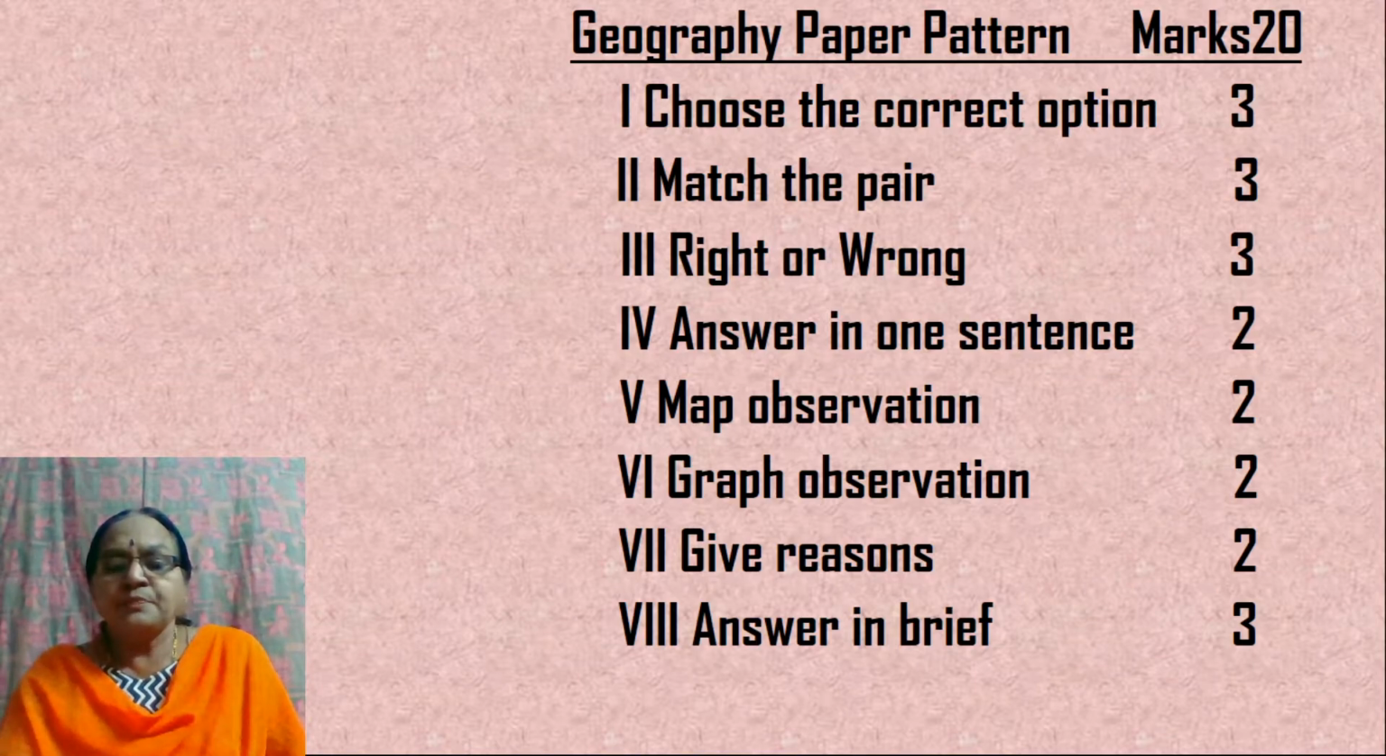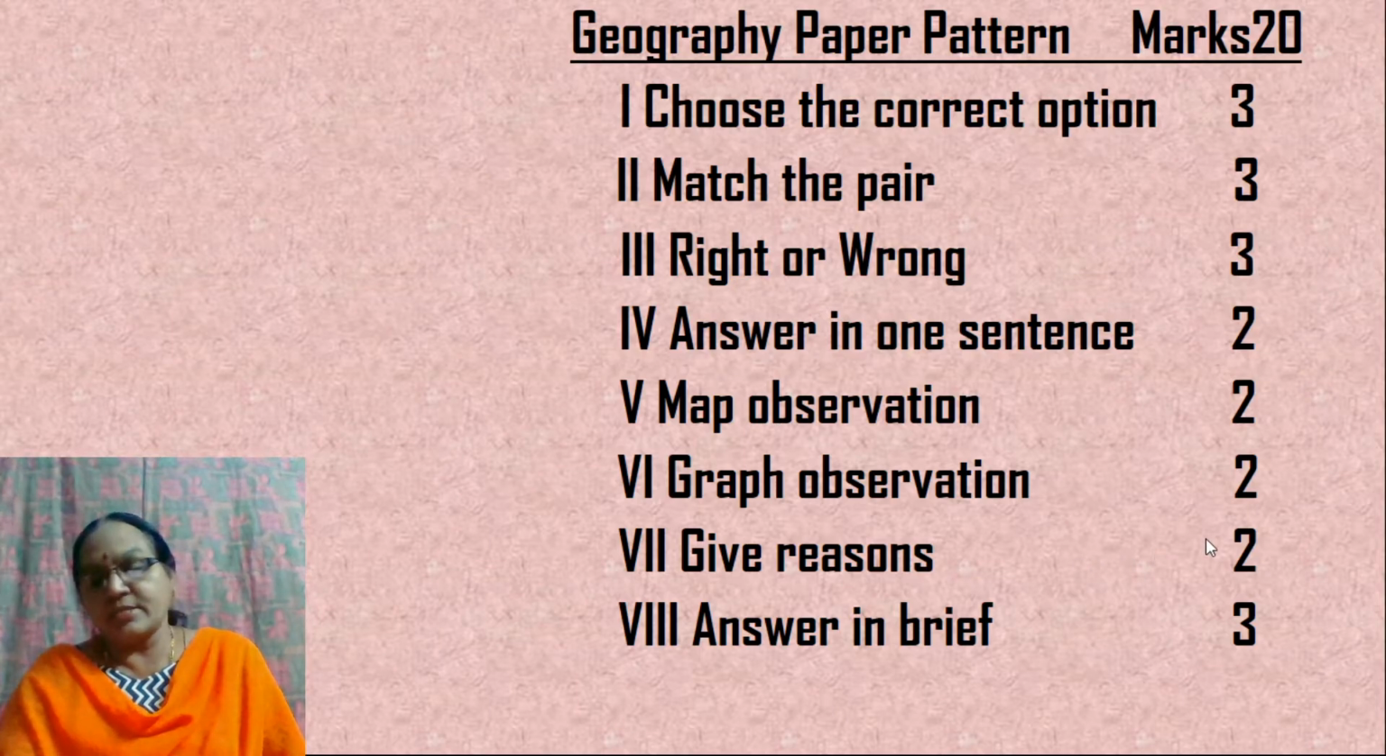From question 1 to question 6, you are going to only tick the correct option. Question 7 and question 8 are give reasons, answer in brief. Children, you will have to type out the answer.